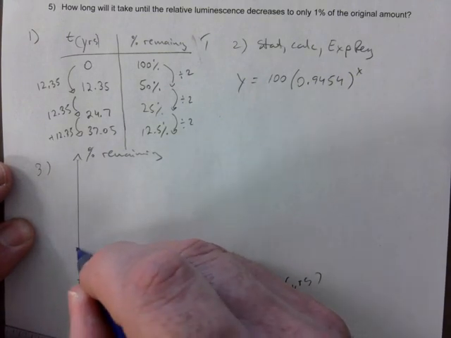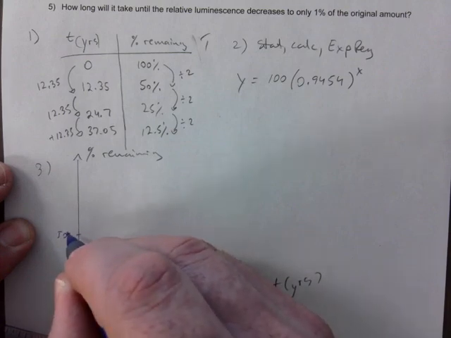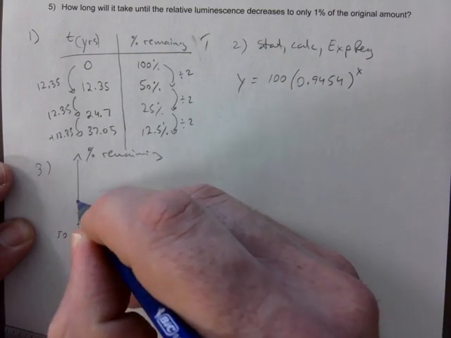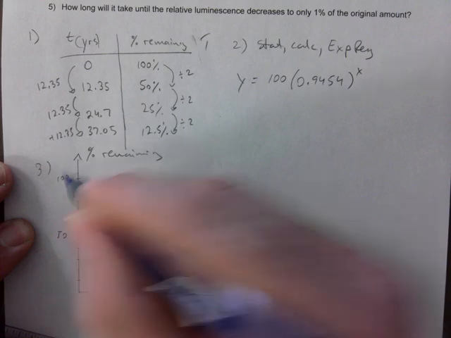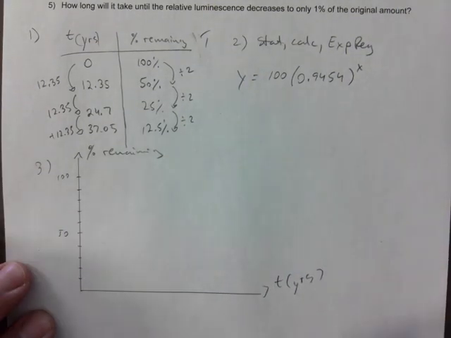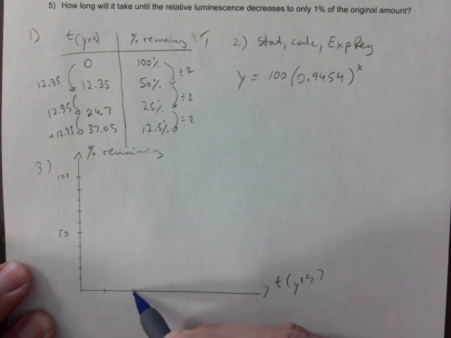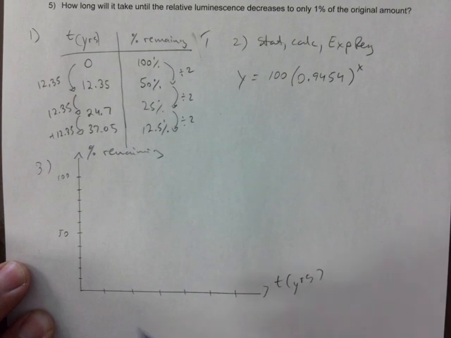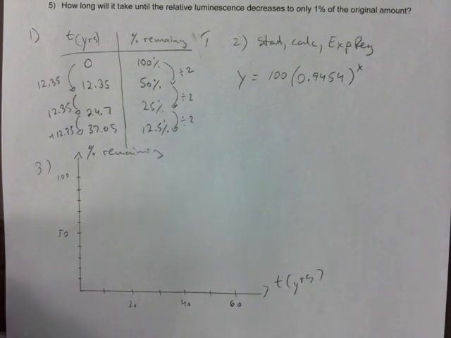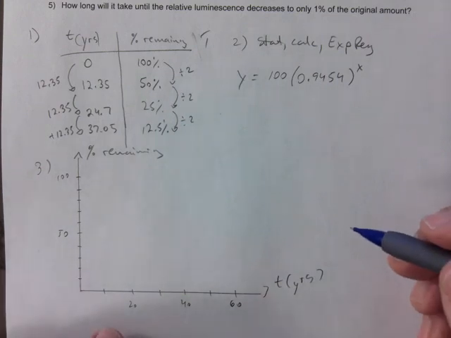So 20, 30, 40, 50, 60, 70, 80, 90, 100. Okay. So I'm going to start at 100. And I want to include 50 years. So I'm going to go 10, 20, 30, 40, 50, right? I'm going to label every other one, but it's understood that your scale is 10.